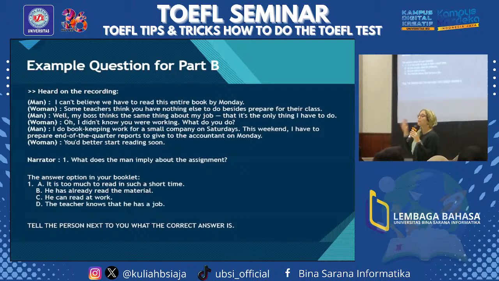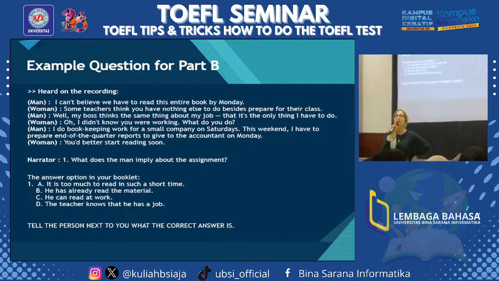What do you do?" Okay, so from here, we've already heard they are students, they have jobs, they must be adult students, so they must be university students. They're having a conversation, and they're complaining about how much work they have to do. Okay? The man responds, "I do bookkeeping work for a small company on Saturdays. This weekend I have to prepare end of the quarter reports to give to the accountant on Monday." And then the woman says, "Well, you'd better start reading soon." Okay, the narrator then asks you, what does the man imply about the assignment?